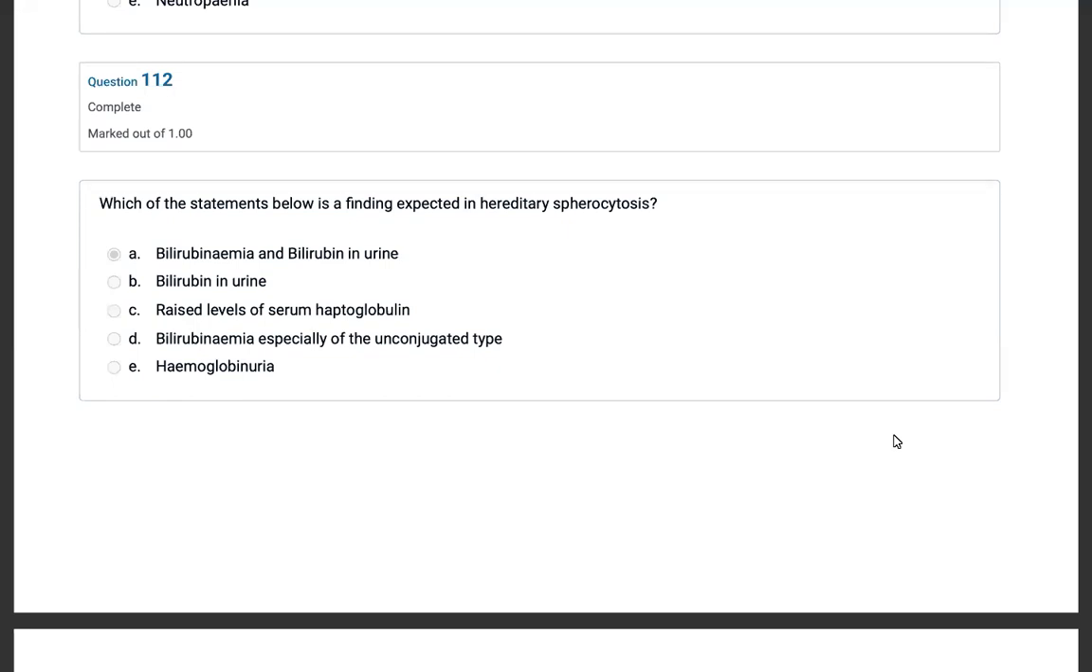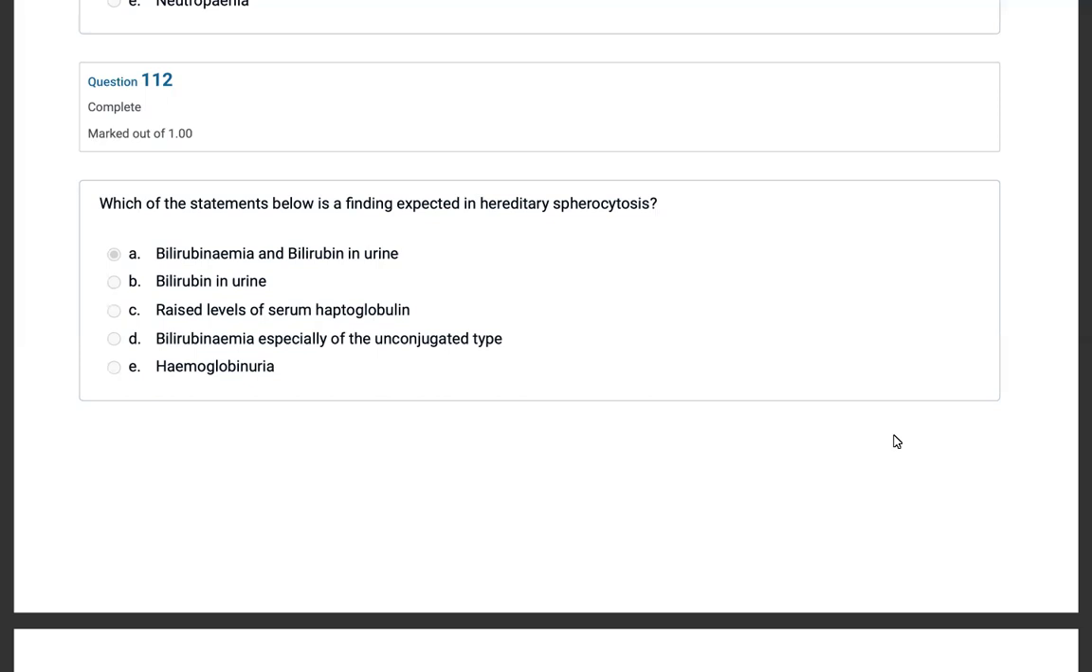Because we know that in the kidney you have to have the glomerular filtration. The filtration is not going to allow anything bound to a plasma protein, especially albumin, to get into the urine. And hence, you're not going to have the unconjugated type in urine. Hopefully that is good. So you're not going to have choice A, choice B, and choice E.